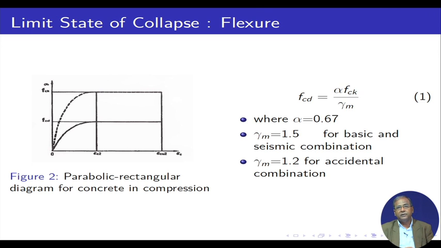So 0.67, then 1.5, then 1.2. Here in IS 456 it is written clearly that you take 1.5. If you take 1.2, that means we are taking a little more value. Otherwise, if you take 1.5, this particular value will come, 0.45, or 0.4444, 0.45 FCK will come here.